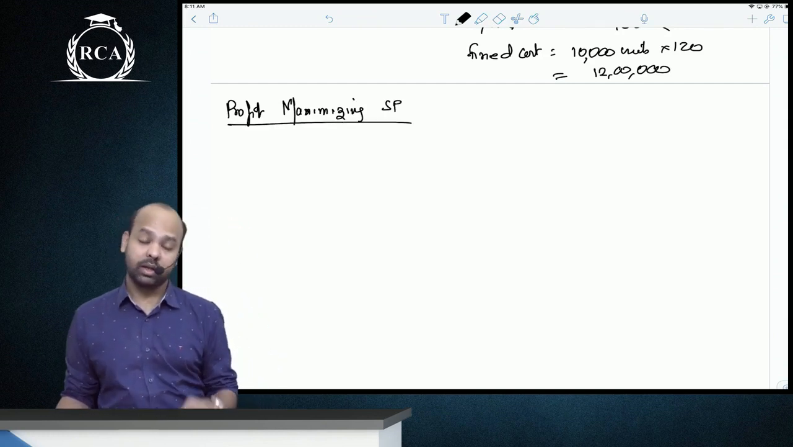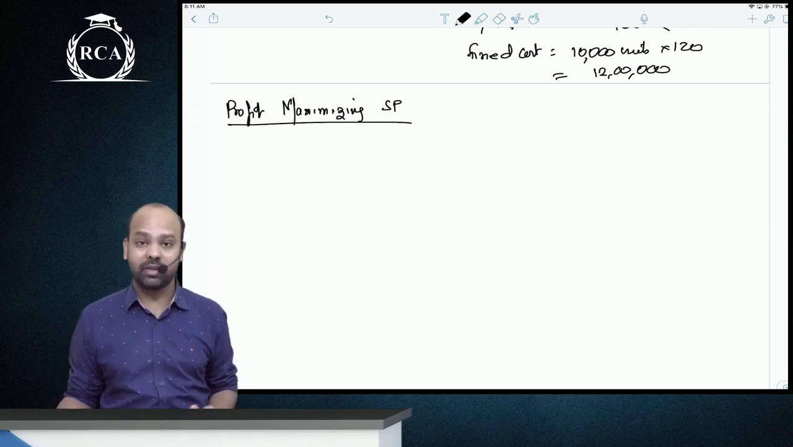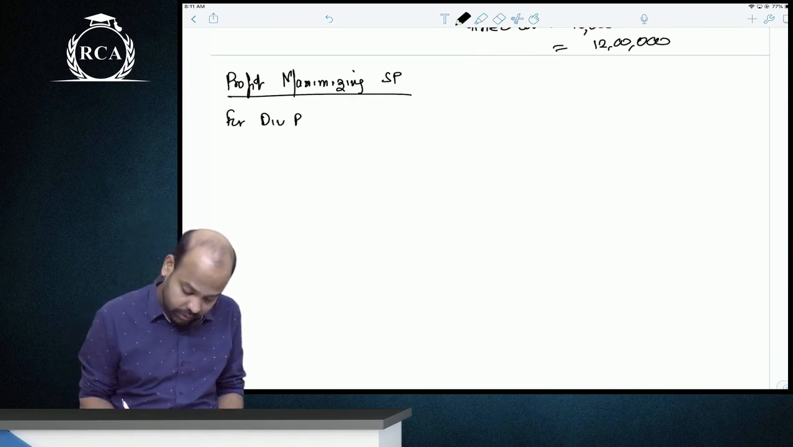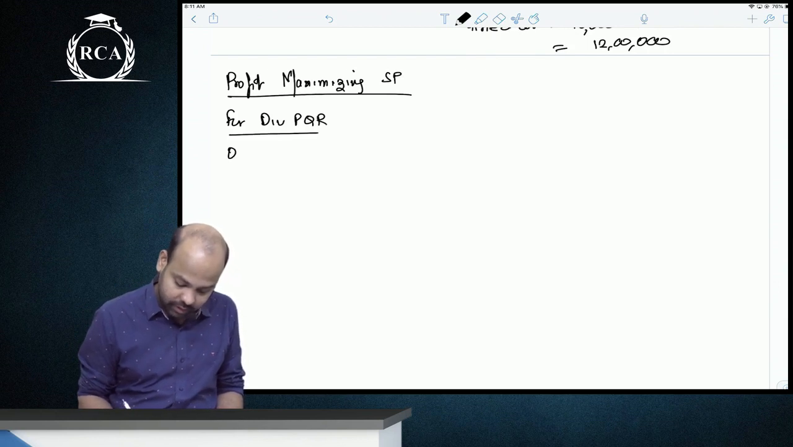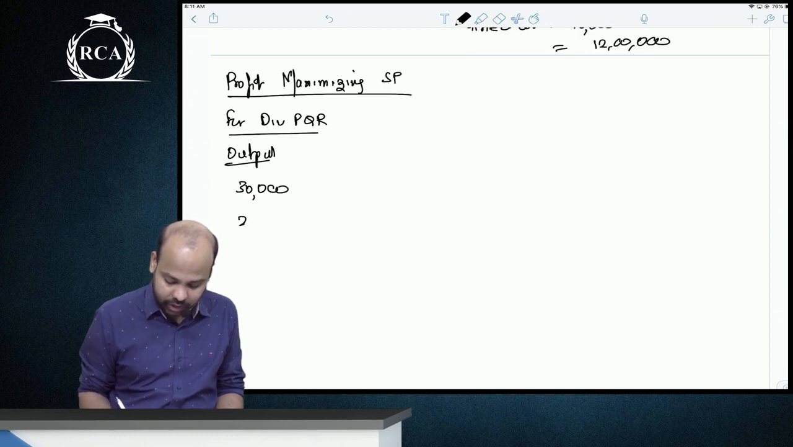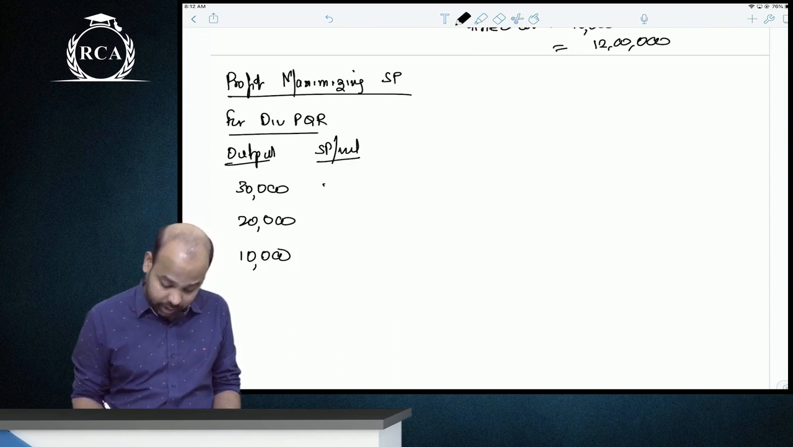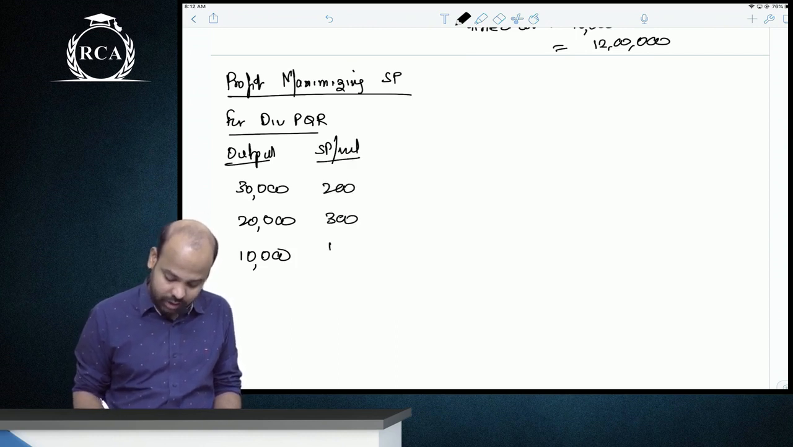Yes sir, let's do it. Do not forget, the capacity is restricted. That is the most important point. First is division PQR. For division PQR, guys, the output can be 30,000 units, 20,000 and 10,000 units, at a selling price per unit of 200, 300 and 400.